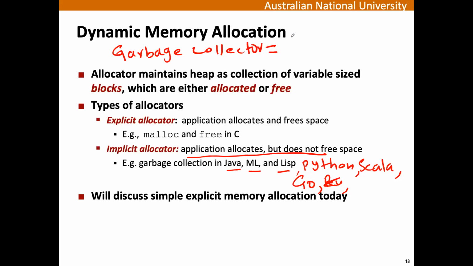Which is also called automatic memory manager. And together, the allocator and the garbage collector, we call it implicit allocator. This is where the programmer allocates virtual memory, but the programmer is not responsible for freeing virtual memory.